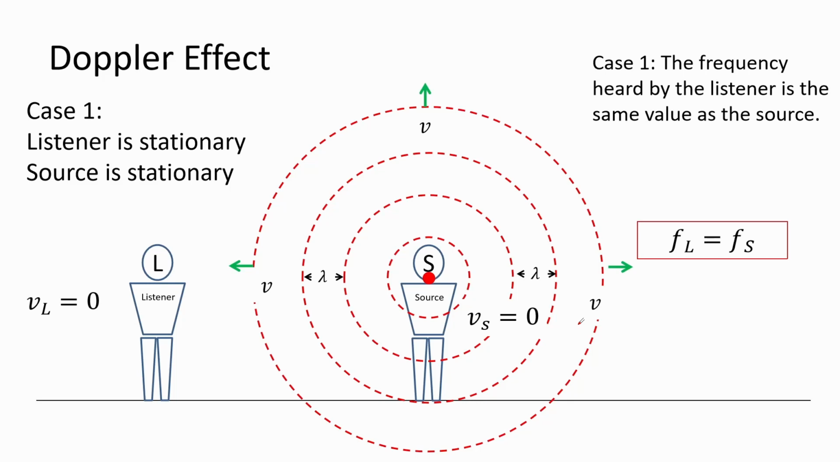Here we have a stationary listener and a stationary source. The propagation of the wave is symmetrical with equal wavelengths on all sides. We see that the sound wave travels with a wave speed v on all sides also. Here the frequency heard by the listener is equivalent to that of the source.